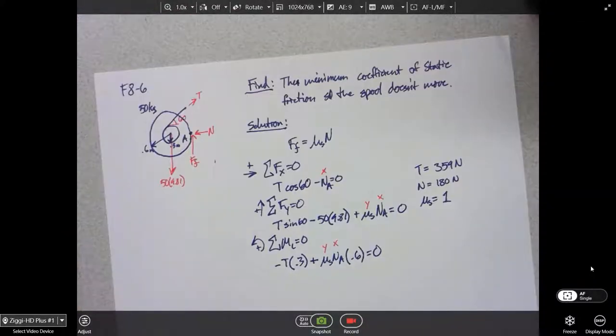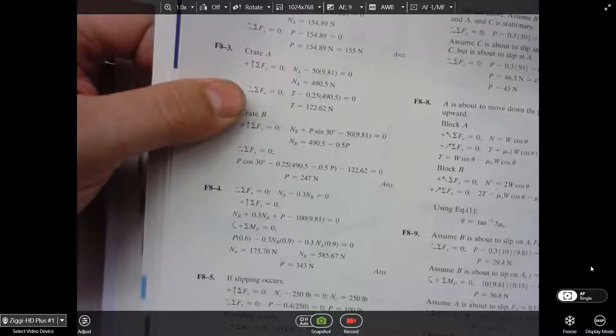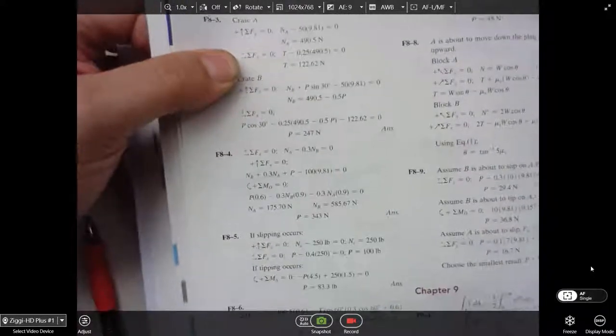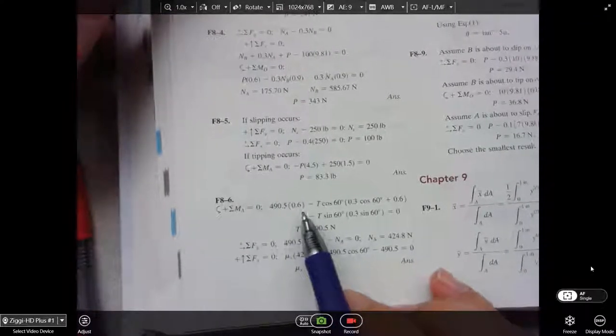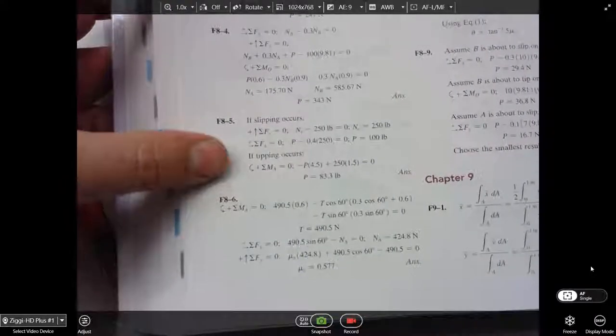This is 8.6? Yeah. And they got a different force, too. Uh-oh. Let's see what they did and what we did. I liked what we did. Let's see if I like what they did. 490.5 times 0.6. So they're summing the moments about A. Okay, so let's try and recreate.